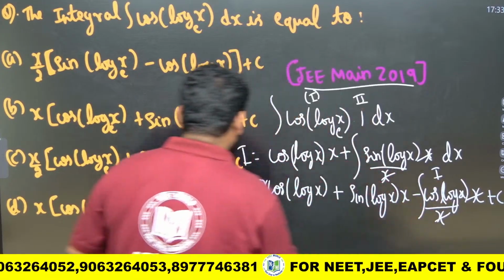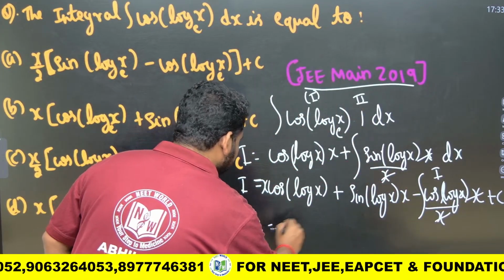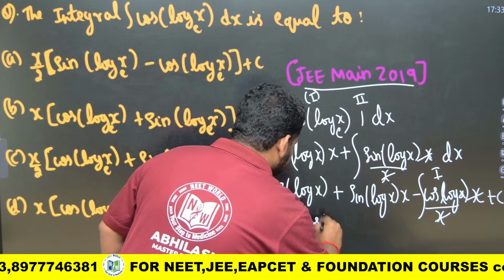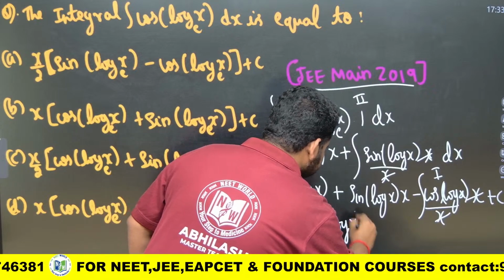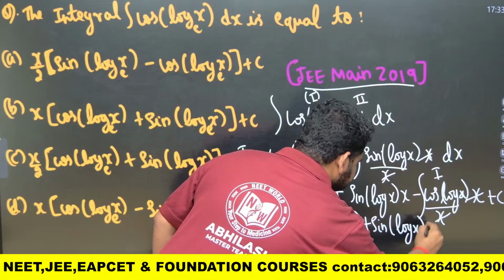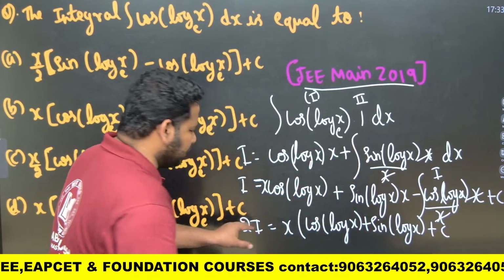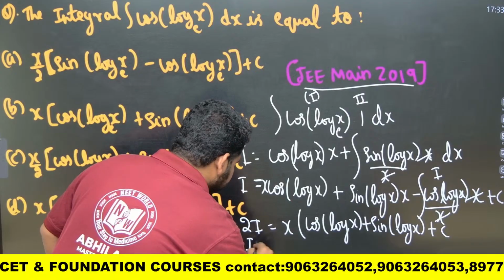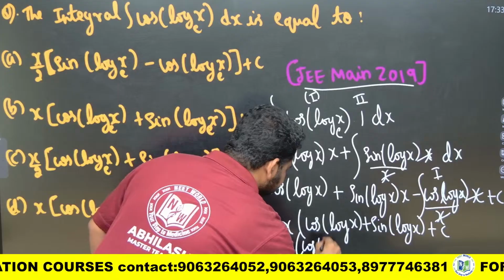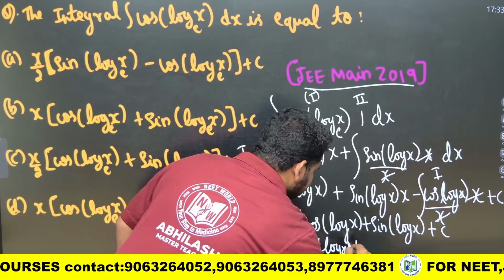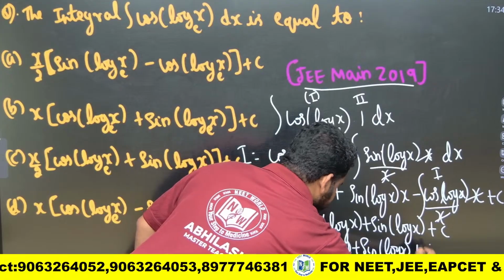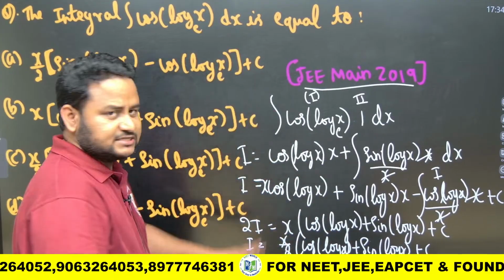So if I bring it to this side, 2 times I is equal to x cos log x plus x sin log x plus c. I can take x common, so 2I is x times cos log x plus sin log x plus c. So I is equal to x by 2 into cos log x plus sin log x plus c. This is the answer which we got.